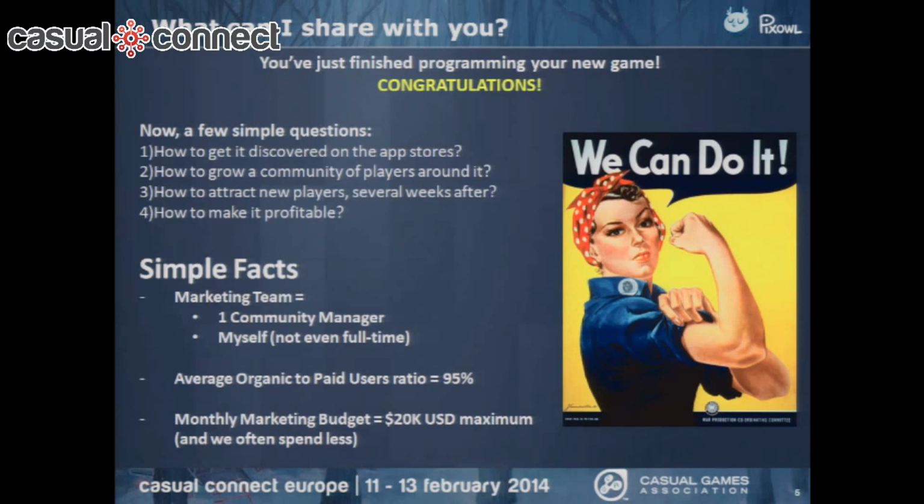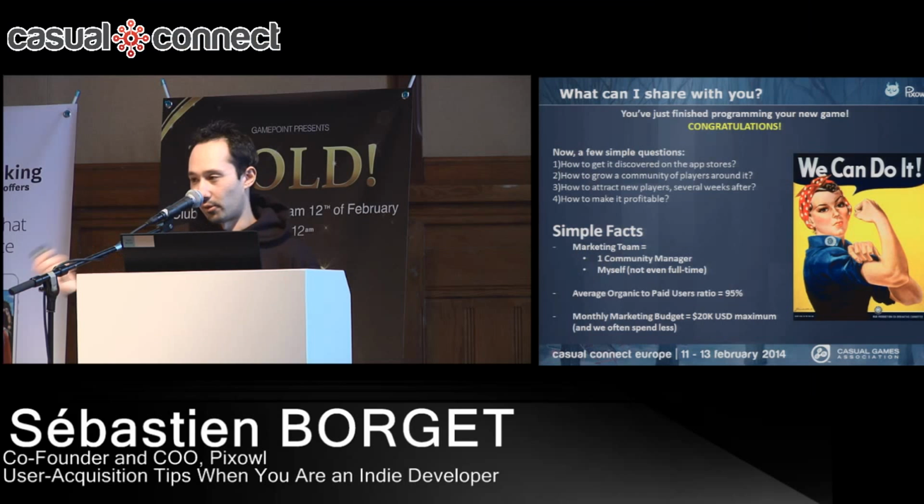Another important fact is our average organic to paid user ratio is 95%, which means that we only paid to acquire 5% of our users. All the rest came from organic and viral downloads. So we don't pay for most of our users. Our monthly marketing budget is limited to $20,000 maximum, but usually it's more around $5,000 to $10,000 on regular months.